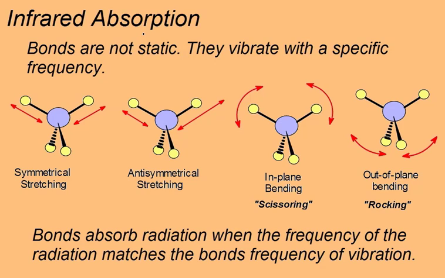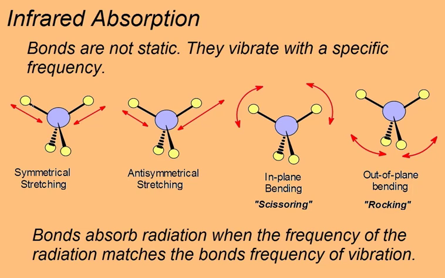So we said that these molecules, these hydrocarbons, absorb infrared radiation. And the frequency of that radiation absorbed in the infrared range has to match the frequency of the vibration of the chemical bonds in the molecule. There's four main examples. Our first one here, what we call symmetrical stretching.